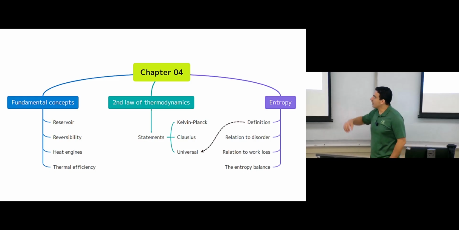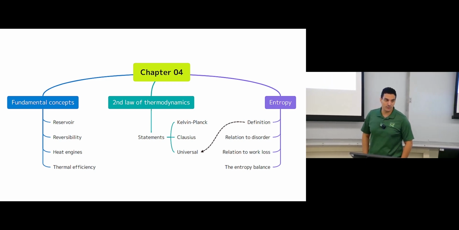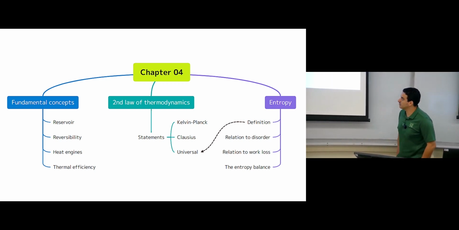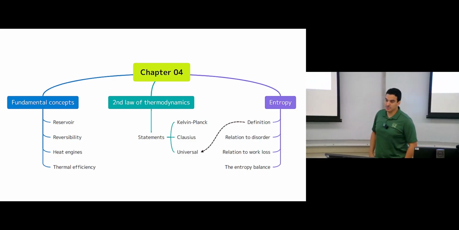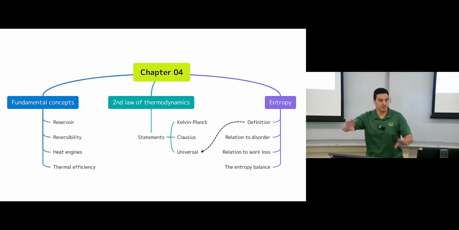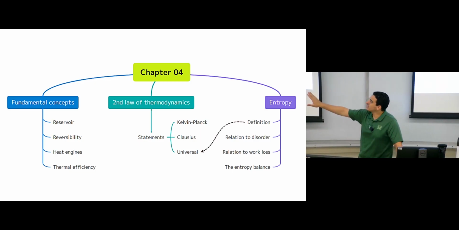Then we reviewed the statements of the second law of thermodynamics. We have the Kelvin-Planck statement, the Clausius statement, and then a universal statement. We explained the statement itself, but we didn't explain where it came from. This statement relies on the definition of entropy. So today we will define what is meant by entropy, where it came from, and how, based on the definition of entropy, we ended up with the universal statement of the second law of thermodynamics.